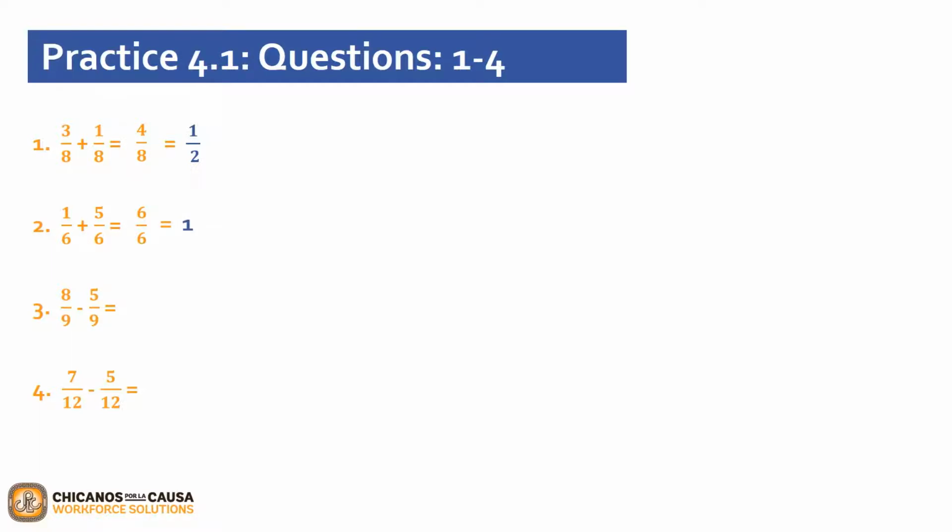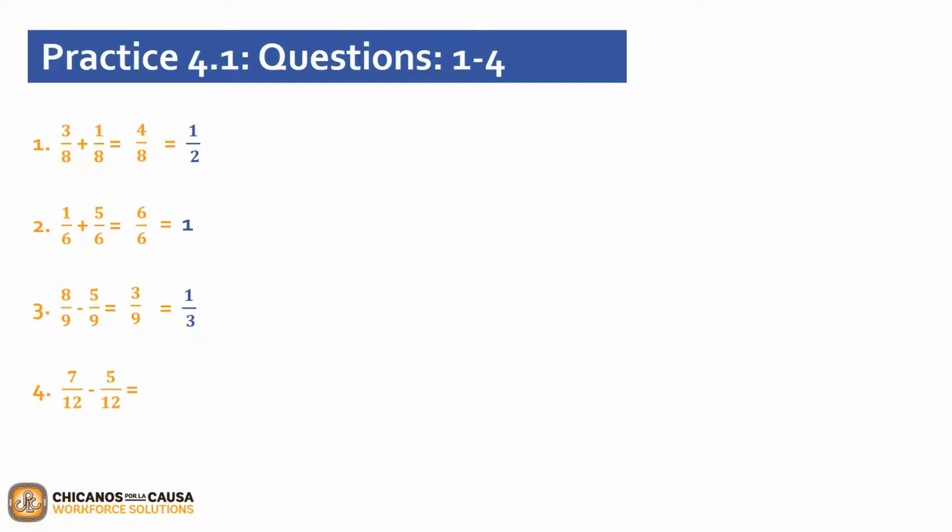Question 3. 8/9 minus 5/9. Again, they have the same denominator, so we're just going to subtract. 8 minus 5 gives us 3/9. This can get further reduced as both 3 and 9 are easily divisible by 3, giving us a final answer of 1/3.